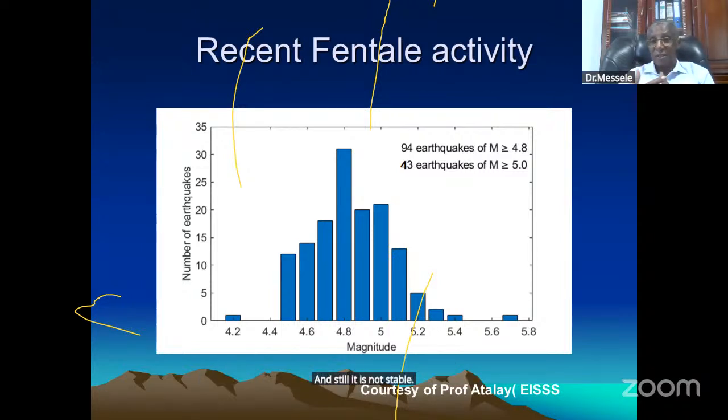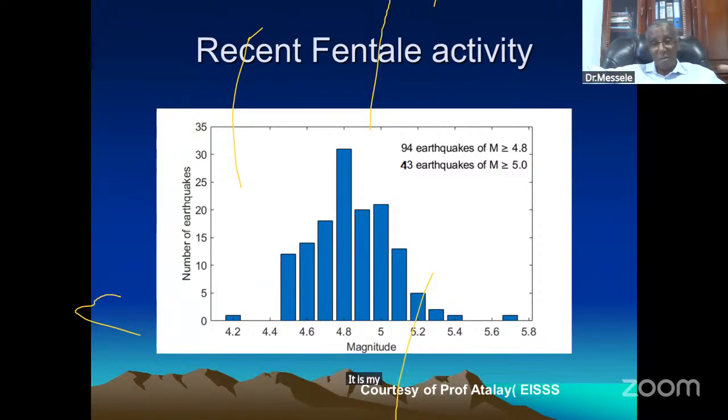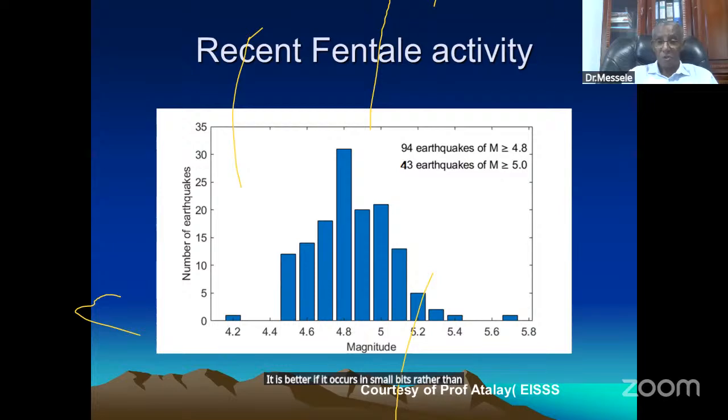The good thing is energy release. A given fault has a certain amount of energy. When energy is released, it doesn't mean it is bad. Ultimately it is the same amount of energy. Of course, it occurs in an area 180 kilometers apart, between Dauphin and Fantalle. The fault is clearly seen on the ground, so it is occurring over a far distance. However, we don't like earthquakes, but it is better if it occurs in small bits rather than one big earthquake, but we cannot rule out a big earthquake.